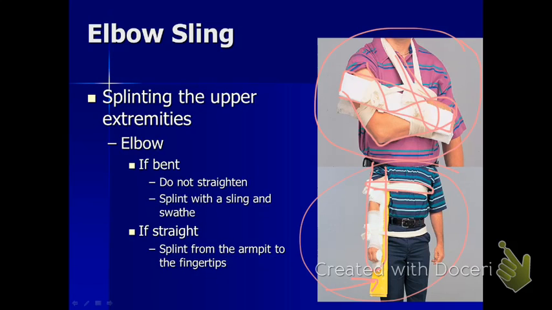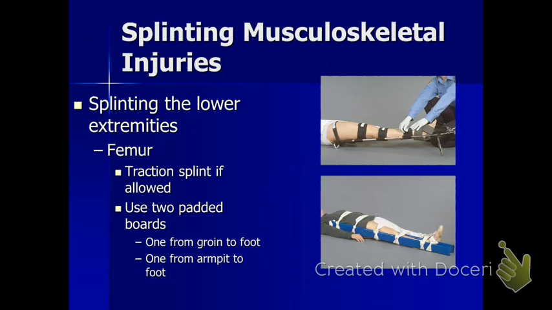Again, if the elbow is bent, you're going to splint it in a flexed position, and if it is straight or extended, you're going to splint that elbow in the extended position. Splint it as it lays, and of course we'll do this in lab when I see you for the next class period. So for the lower extremity, splinting is very similar. It's just in the lower extremity.